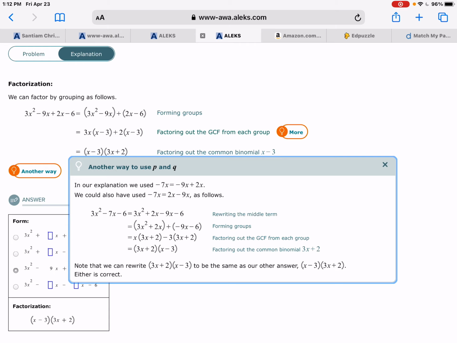So in that rewrite, we have 3x squared plus 2x minus 9x minus 6. So if you chose that other one and put the numbers in the right place, that should work.